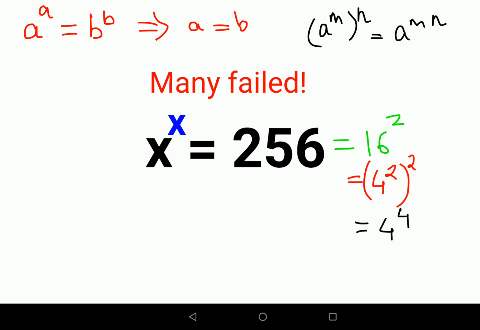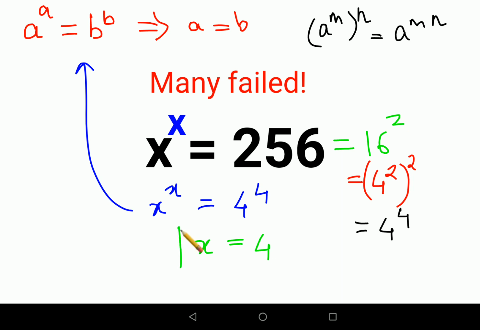And if you look closely, this now looks like x raised to x equals to 4 raised to 4, which is exactly the format I was looking for. So from here I can therefore directly say that value of x is nothing but just 4.